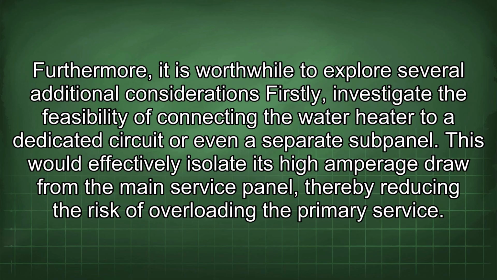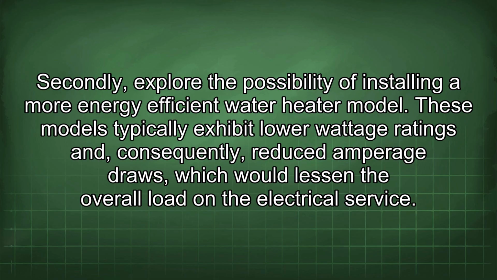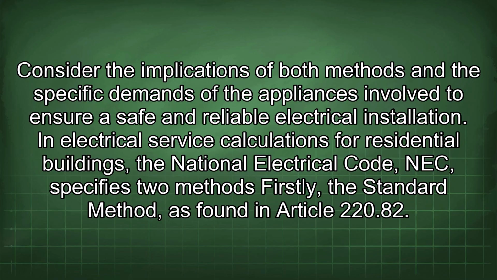Firstly, investigate the feasibility of connecting the water heater to a dedicated circuit or even a separate subpanel. This would effectively isolate its high amperage draw from the main service panel, thereby reducing the risk of overloading the primary service. Secondly, explore the possibility of installing a more energy-efficient water heater model. These models typically exhibit low wattage ratings and, consequently, reduced amperage draws, which would lessen the overall load on the electrical service. Consider the implications of both methods and the specific demands of the appliances involved to ensure a safe and reliable electrical installation.